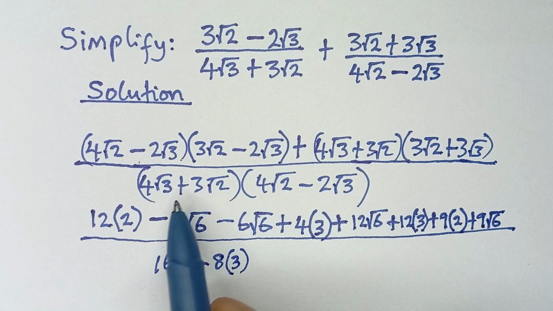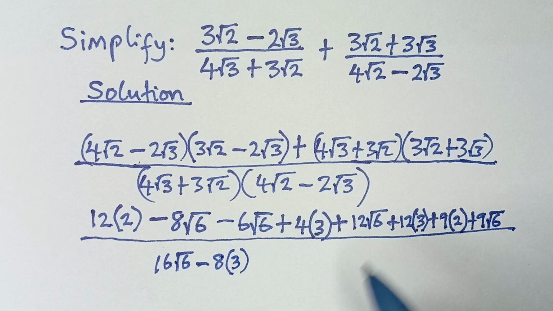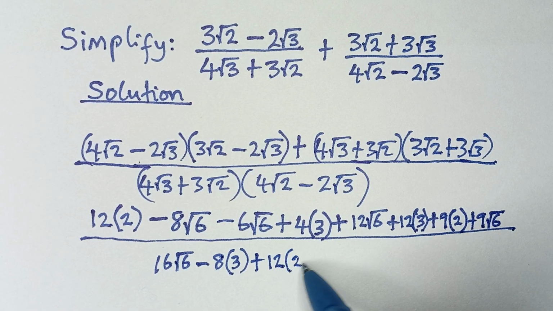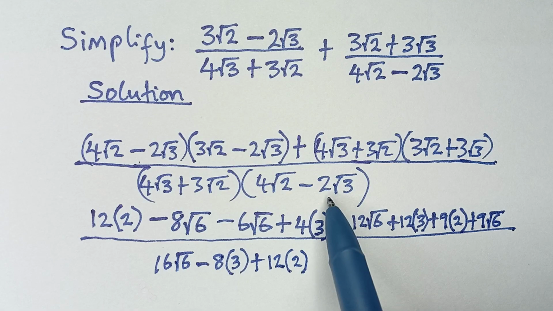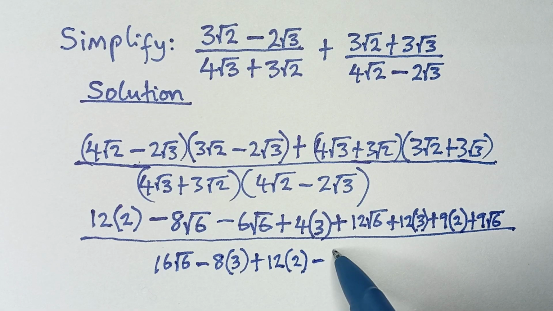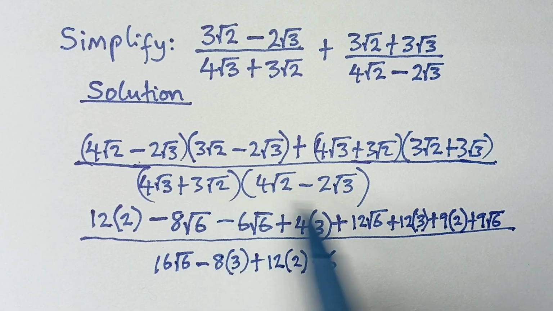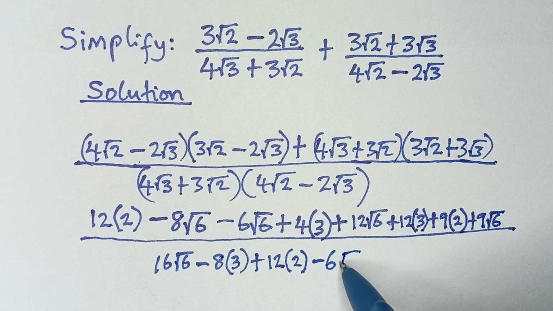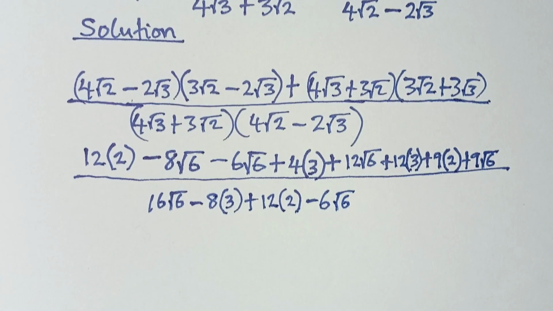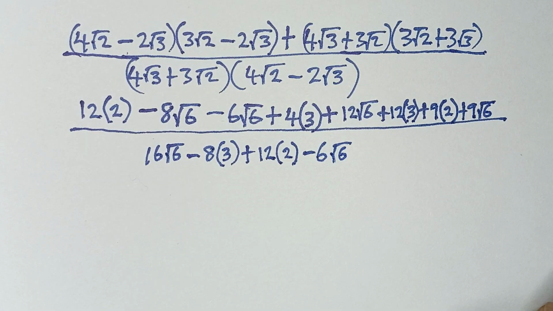Then 3 multiplied by 4, that will give me positive 12 because the two numbers are positive. Then root 2 multiplied by root 2 is 2, without the root sign. Then 3 multiplied by negative 2 will give me negative 6. And then root 2 multiplied by root 3 will be root 6. So we can now simplify further and see what we have.